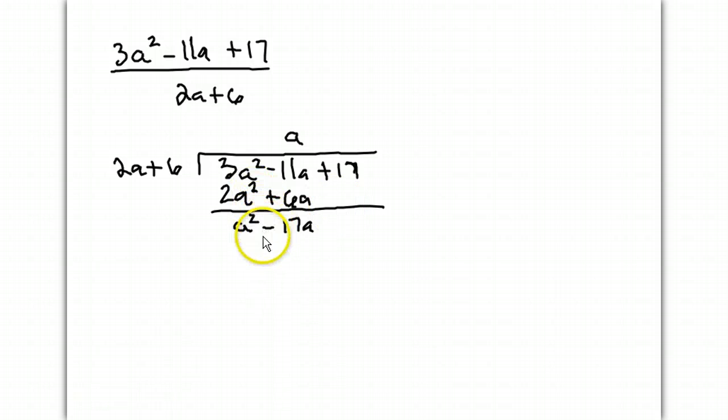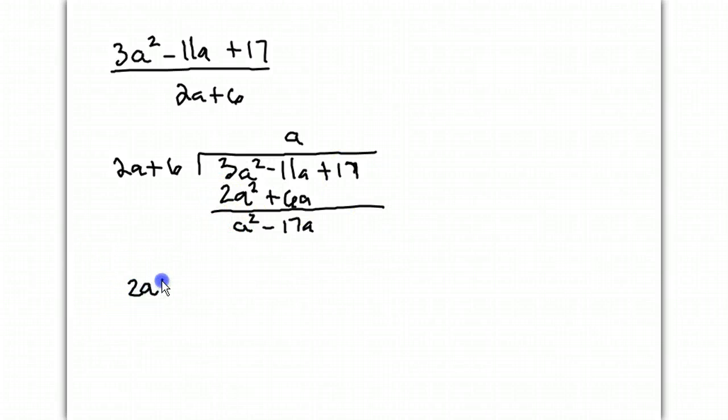Already what I'm noticing in this problem is that I still have an a squared. So just so you know, whenever you do these type of problems, you have to get rid of the letter you're trying to get rid of. So because I have a 3a squared and 2a squared, when I subtract, it still leaves me with the a squared, which means I did something wrong. So let's try it again.